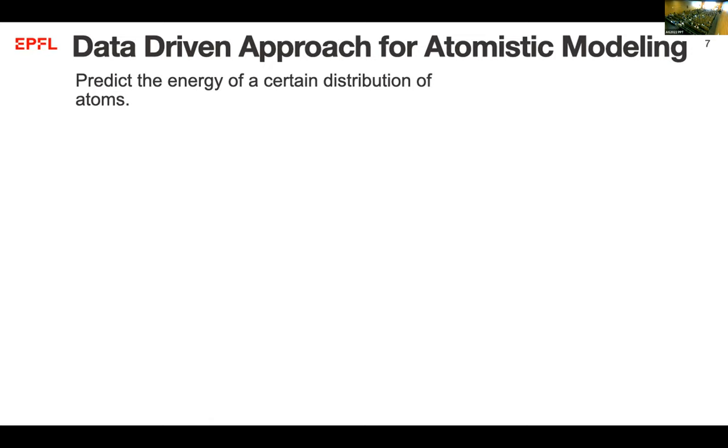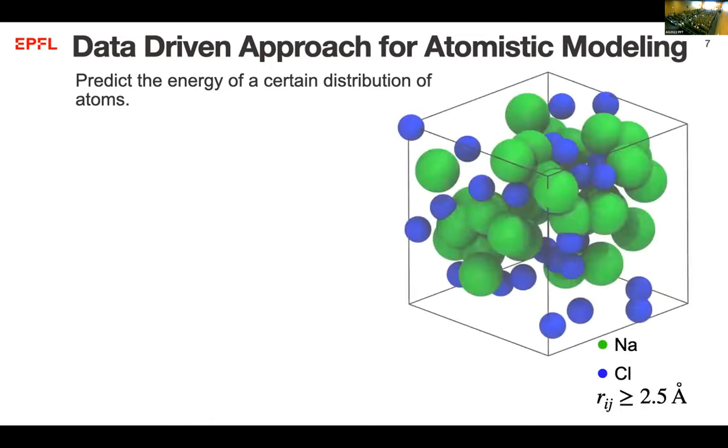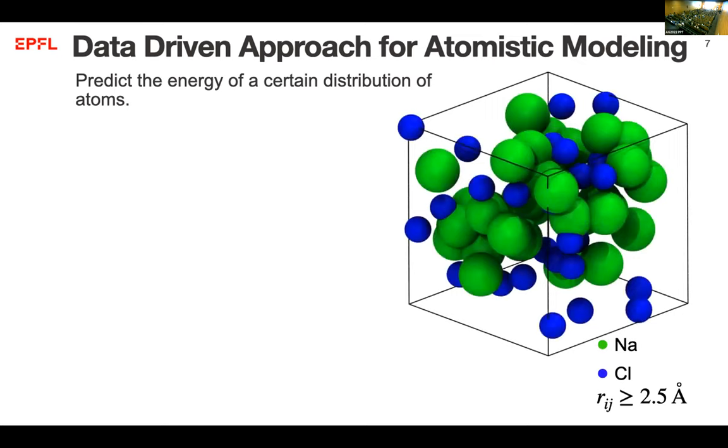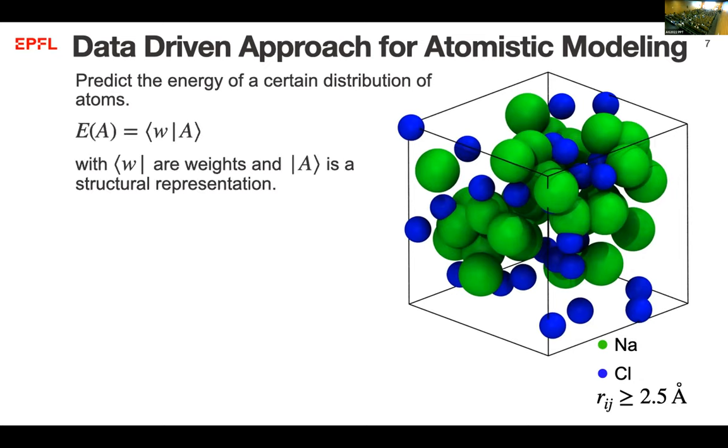And I'm now using a really, really simple system, which is just sodium chloride, random configurations. They have a maximum minimum distance of 2.5 angstroms. I just calculate the energy via this Ewald summation, and I now want to predict again this energy. So the goal is actually to predict a certain structural representation with these weights.